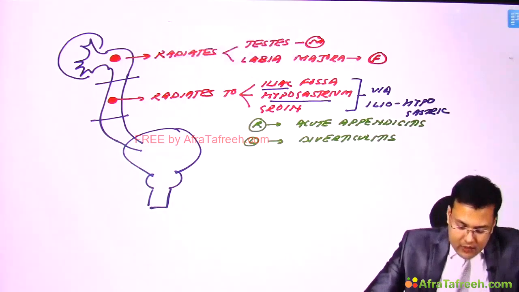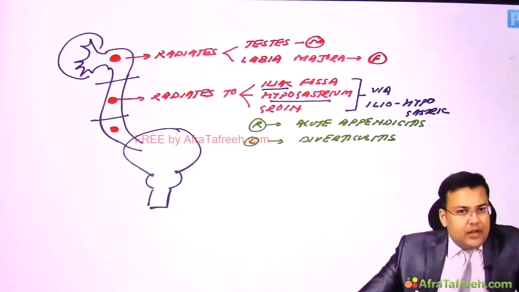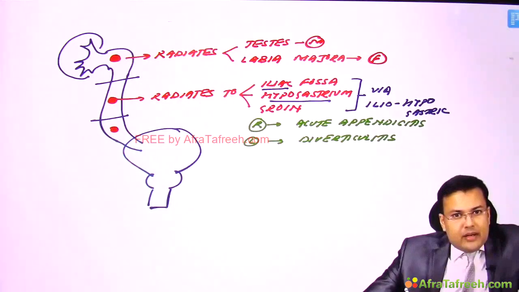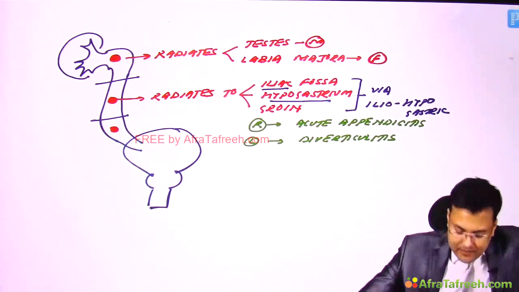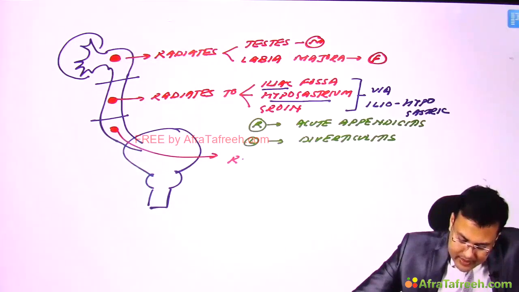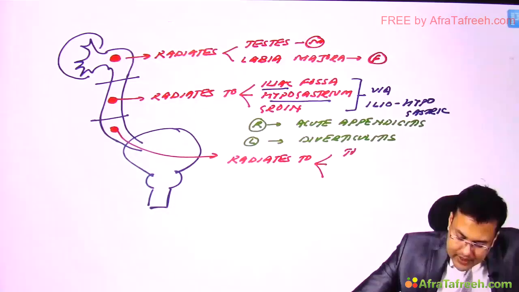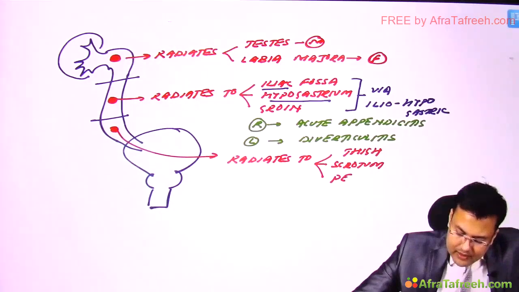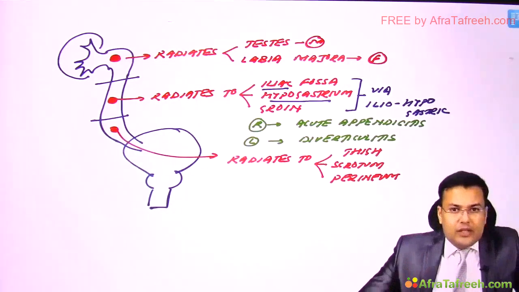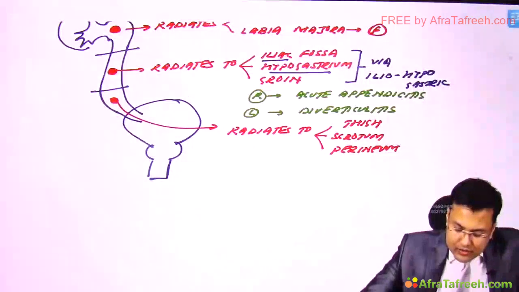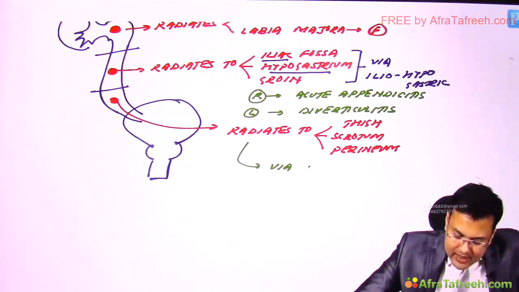Simple. Now when the stone is in the lower 1/3 of the ureter, the pain radiates to the inner aspect of the thigh, scrotum and perineum. Clear? This question was also asked in DNB and NEET: via which nerve? This occurs via the ilioinguinal nerve. This was asked in All India also.